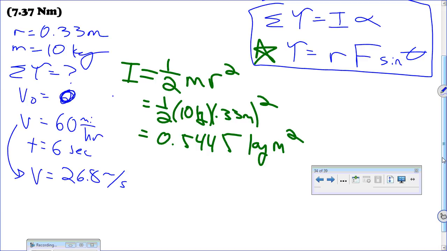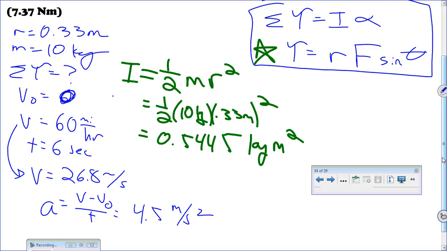Everybody okay with that? Just back to label, right? Dimensional analysis, sorry. So then a is v minus v naught over t. So here's our v, here's our v naught. t is 6 seconds. So divide it out, and you get 6.8 divided by 6, which gives you, we'll just call it 4.5 meters per second squared. Cool?